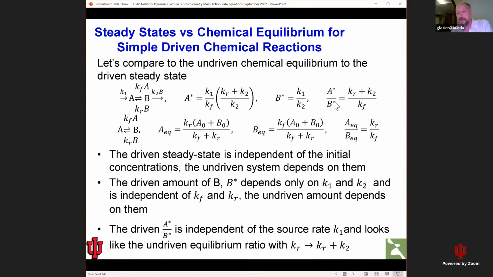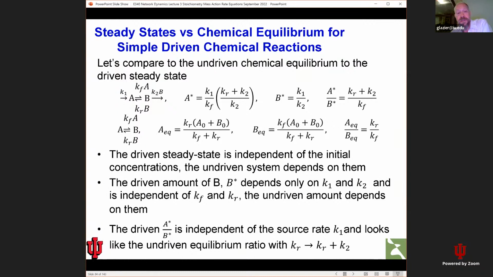What's a little bit interesting here for A star over B star is there's no K1. The rate of the source doesn't matter. So let's compare these in terms of dependencies. The driven example doesn't depend on the initial concentrations. I don't have A naught and B naught in the first one. The undriven one depends on A naught and B naught. So that's a fundamental difference in the behavior. Changing the initial concentrations doesn't change my final concentrations for the driven one. It does for the conservative one.